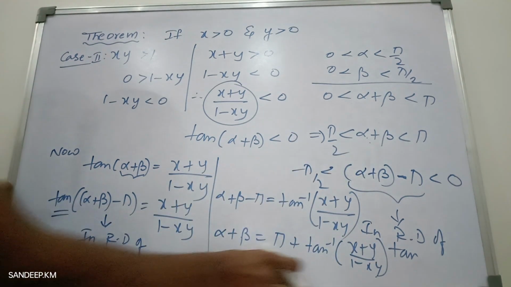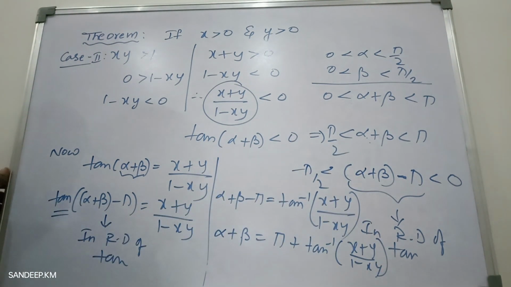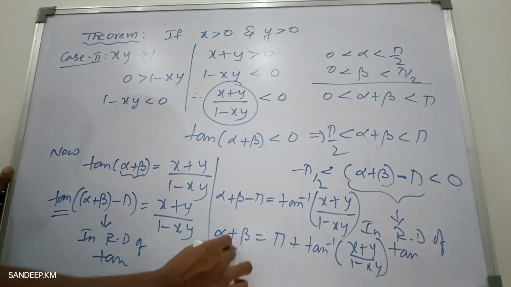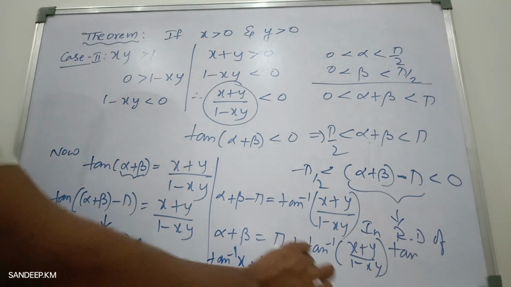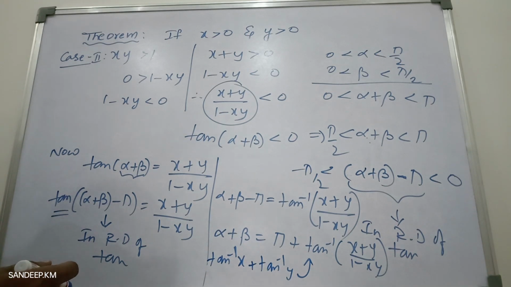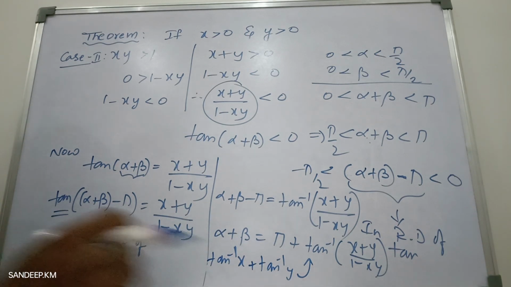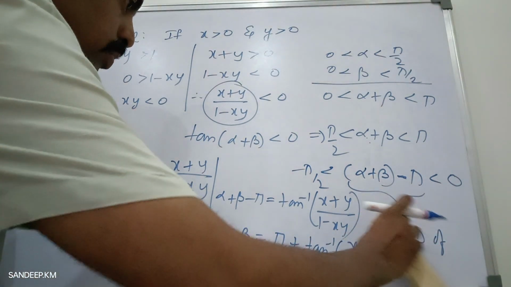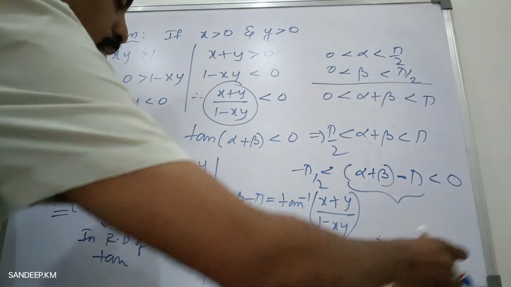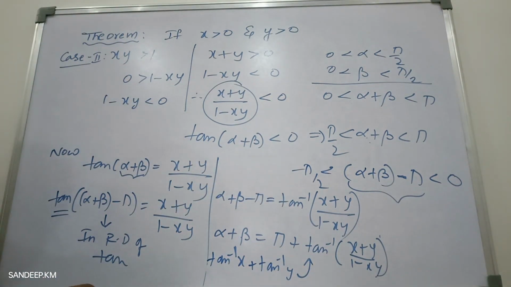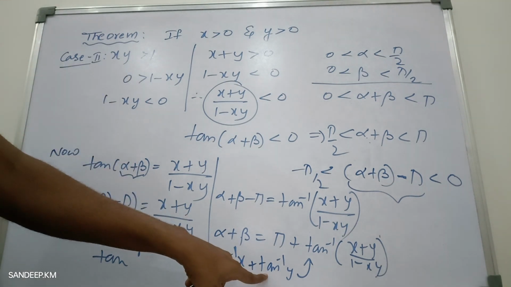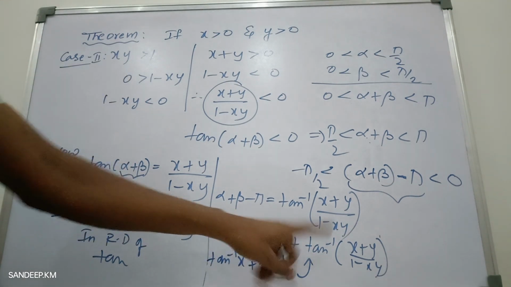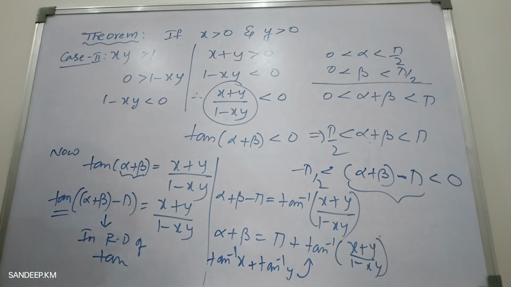So therefore tan inverse x plus tan inverse y is equal to pi plus tan inverse of x plus y by 1 minus xy. So what is the conclusion? If xy is greater than 1, then tan inverse of x plus tan inverse of y is equal to pi plus tan inverse of x plus y by 1 minus xy.